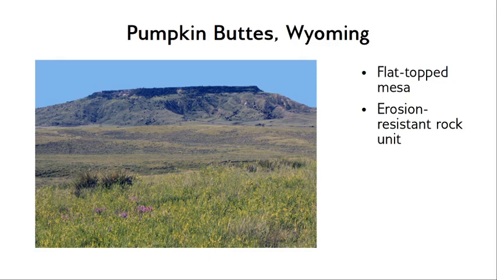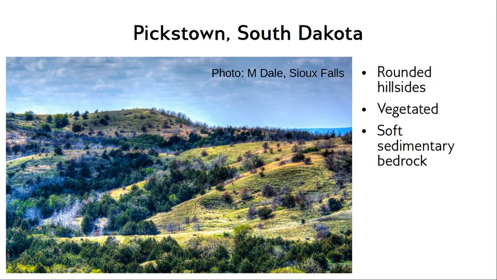Here's another example, Pumpkin Buttes in Wyoming. There's a flat top mesa of cap rock on the top that you see, and that's an erosion resistant rock unit, and it's protecting the less erodible unit underneath it. And I think this might be the last one.